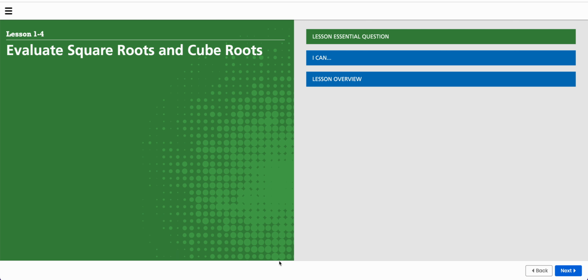We are ready to start Unit 1-4, and we're going to evaluate square roots and cube roots. You know, no matter how I say that word, if I say it one way that doesn't sound right, and if I say it the other way that doesn't sound right either. So, square roots and cube roots is probably what I'll go with.